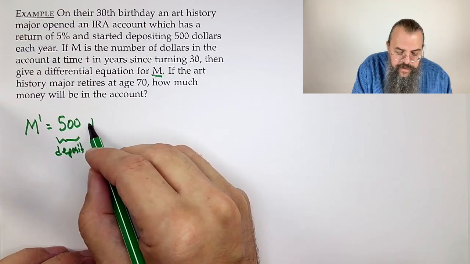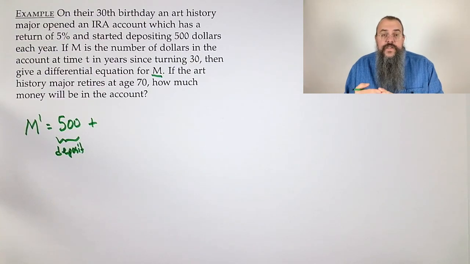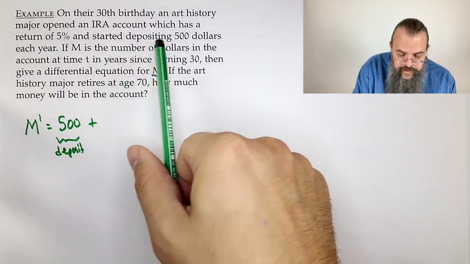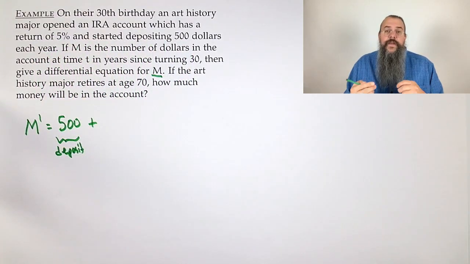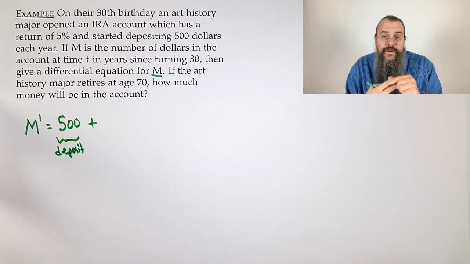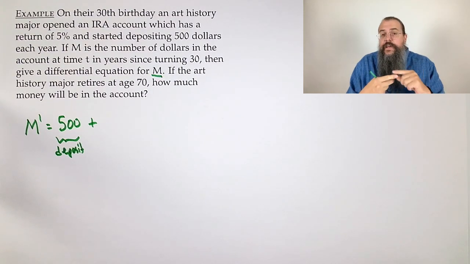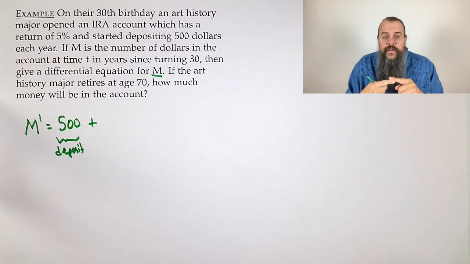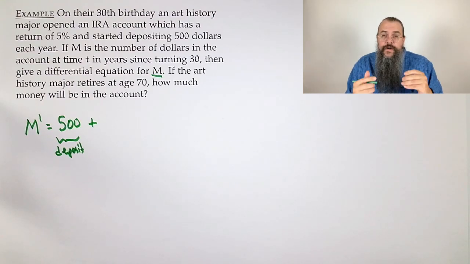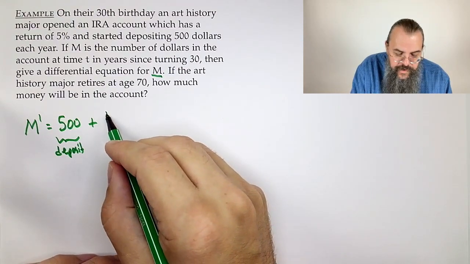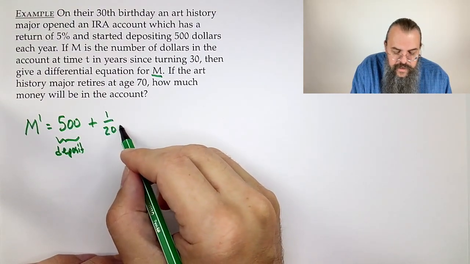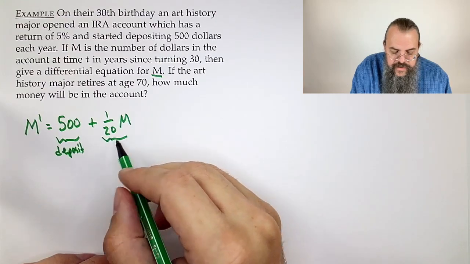And then there's a second way that we grow, which is the interest, right? So they deposit 500 each year, and it has a return of 5%. Now, what does that mean? Well, that says however much money you have in the account, you get 5% more. And so what is 5%? Well, that's 0.05, or I would probably say 1/20th. 1/20th M. So this is your interest.